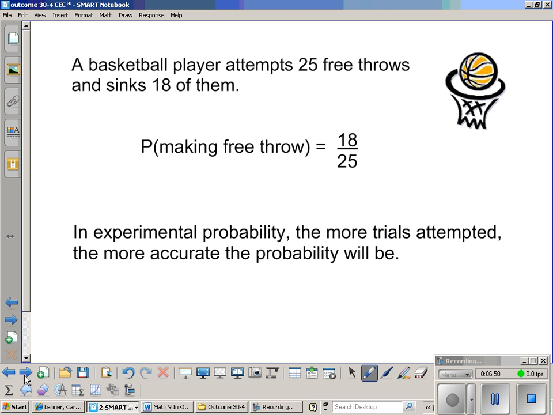In experimental probability, the more trials you attempt, the more accurate the probability will be. And in something like tossing a coin, we know that you have a 1 in 2 chance of getting heads, or a 1 out of 2 chance of getting tails. But if you actually toss that coin 5 times or 6 times, you might not get exactly half of them heads and half of them tails. But the more you start tossing this coin, the closer it's going to get to that 1/2 probability.